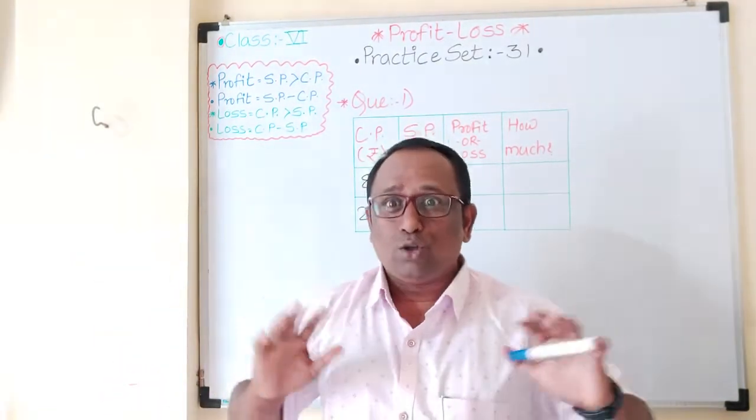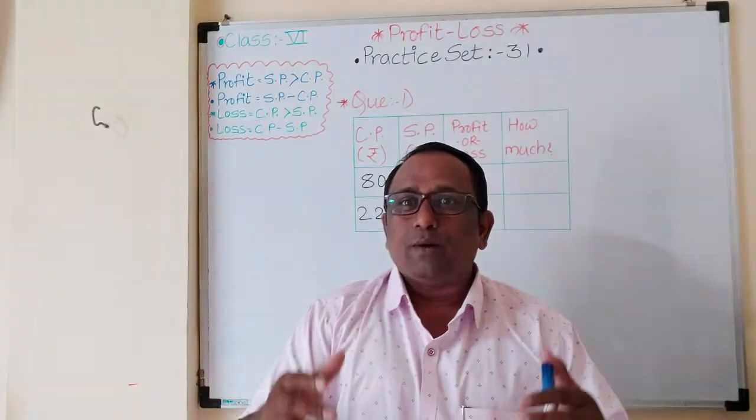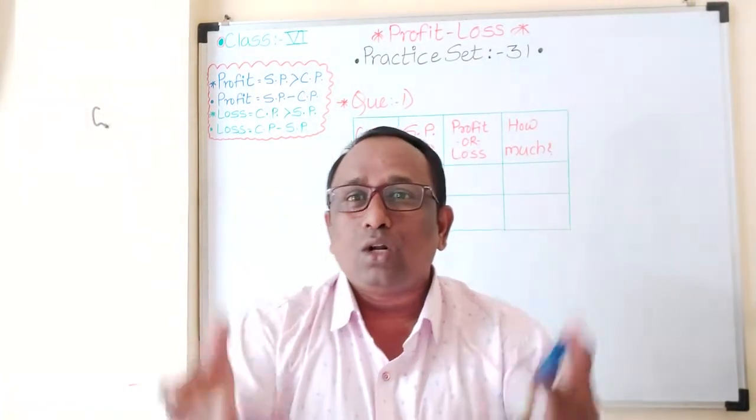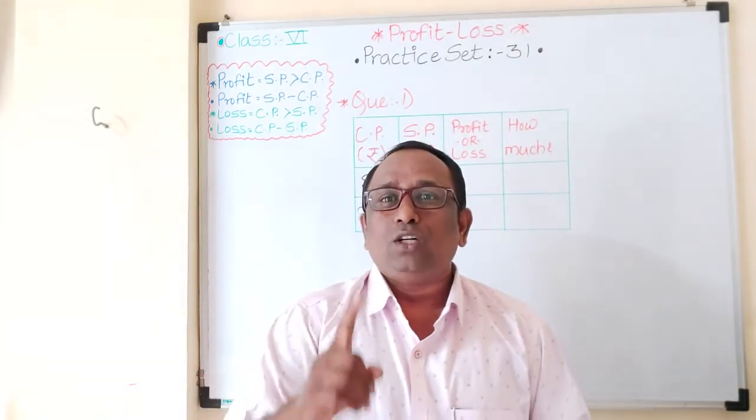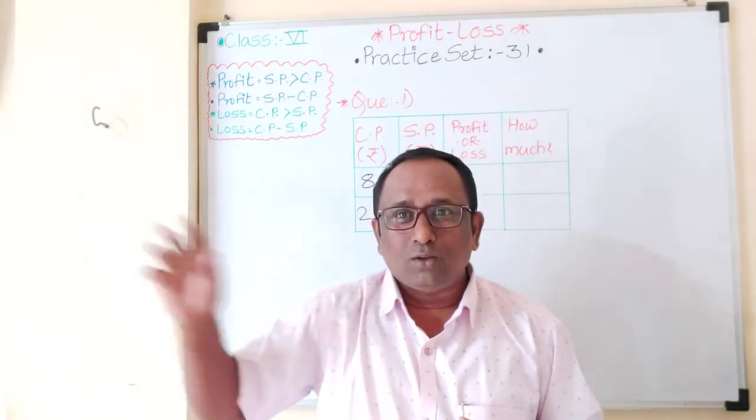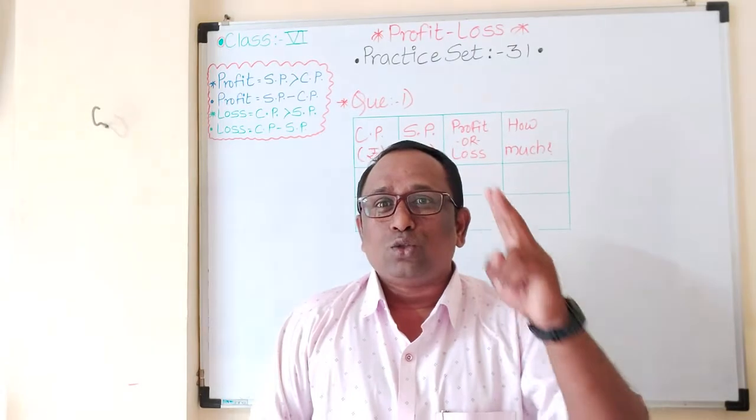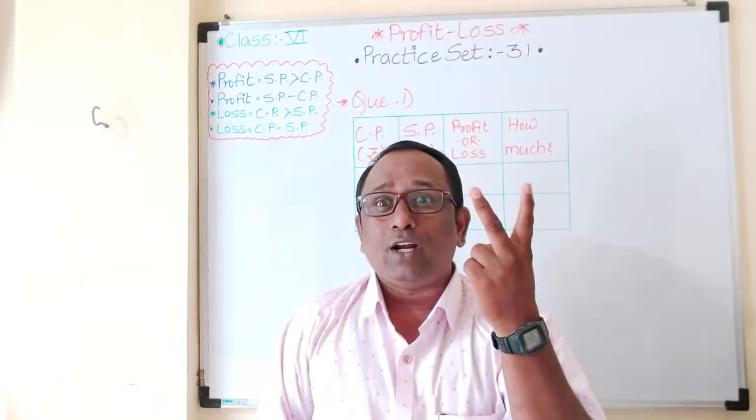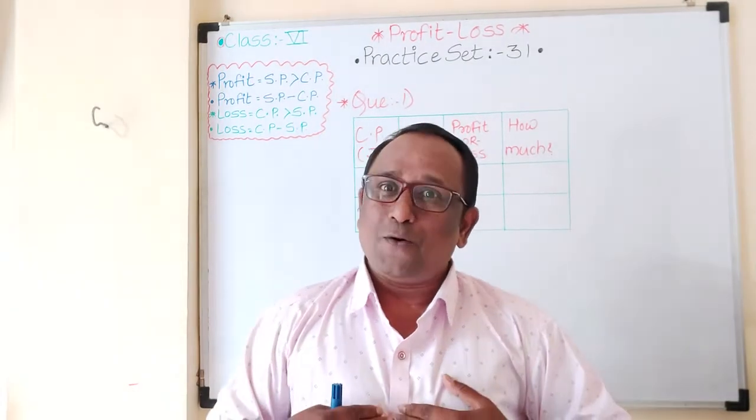And I have a sports shop. When my customer comes into my shop, I sell at the selling price. I sold it for 1200. The cost price is 1000, the selling price is 1200, so I got 200 rupees more. That 200 rupees is my profit.